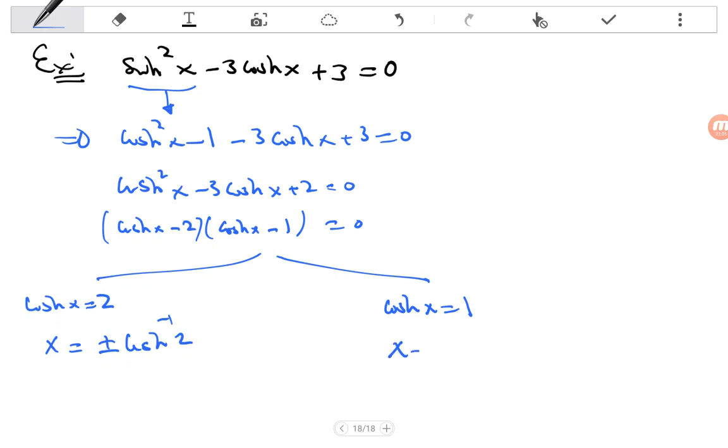What about this equation? x will be equal to cosine inverse 1. What gives me 1? It is x equal to 0. So that will have only one solution, which is 0. So that's why we have three solutions in this case, which are 0 and plus or minus cosine inverse 2.